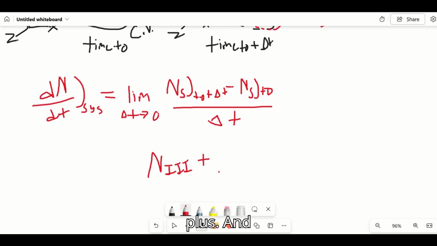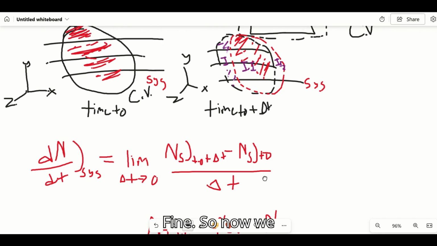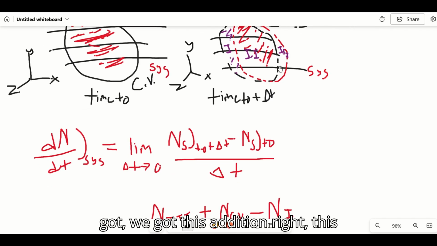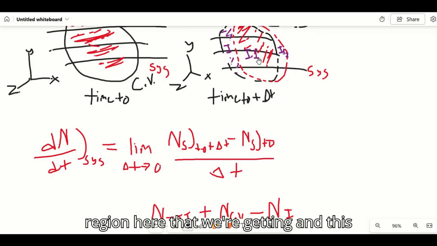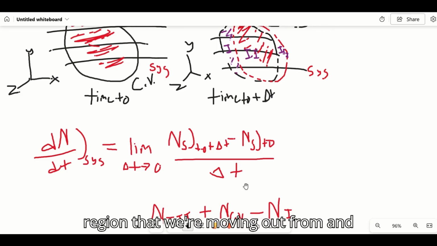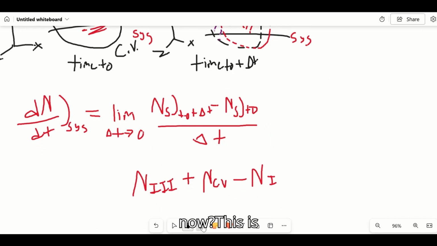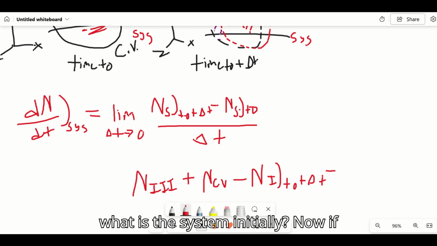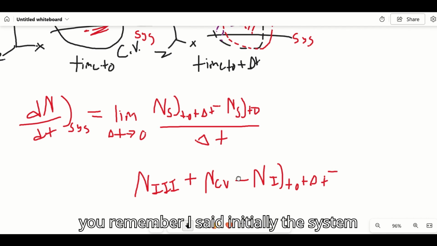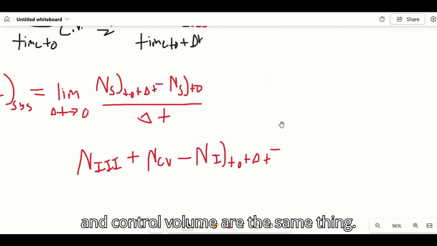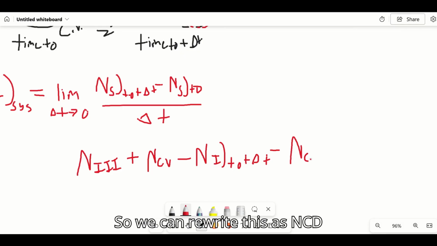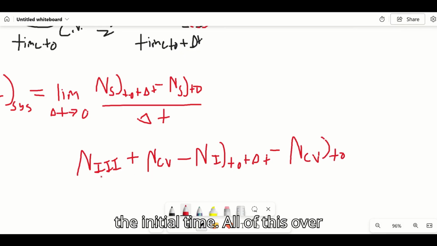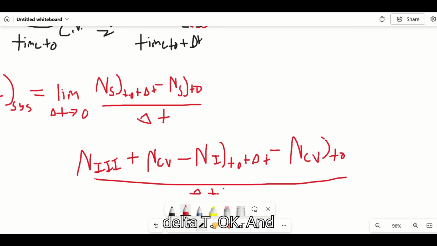N_CV minus N_CV, 1. So now we got this addition, right? This region here that we're getting, and this region that we're moving out from, and we have our control volume, okay? And now this is at t0 plus delta t minus, now what is the system initially? If you remember, I said initially the system and control volume are the same thing, so we can rewrite this as N_CV at the initial time, all of this over delta t, okay?